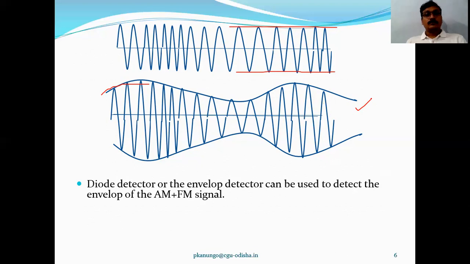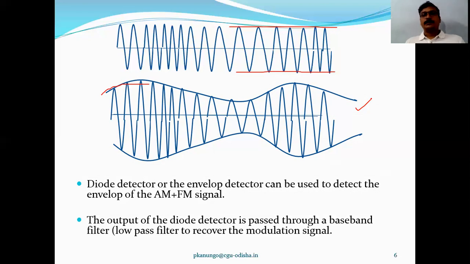Now, what is our objective? Our objective is to get back the baseband signal, and here we can use an envelope detector to detect the envelope. So this diode detector or envelope detector can be used to detect the envelope of the AM plus FM signal. The output of the diode detector is passed through a baseband filter, because if you remember the three blocks, one is the IF filter, then the FM demodulator, then there is a baseband filter. So the output of the diode detector will pass through a low pass filter to recover the modulating signal.